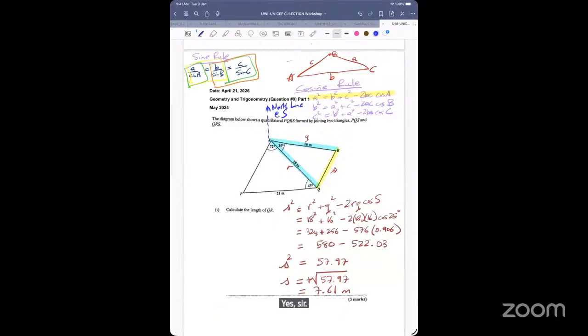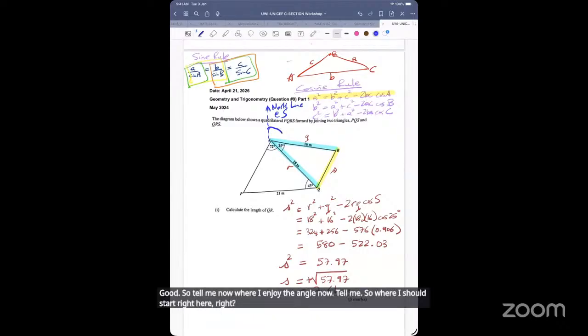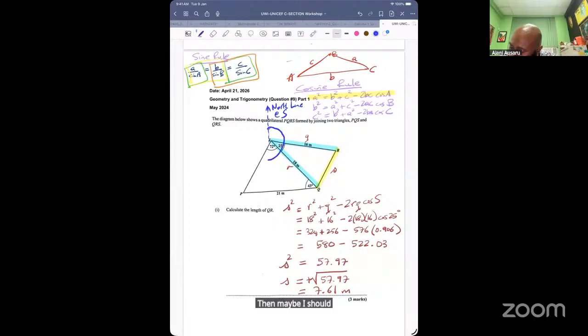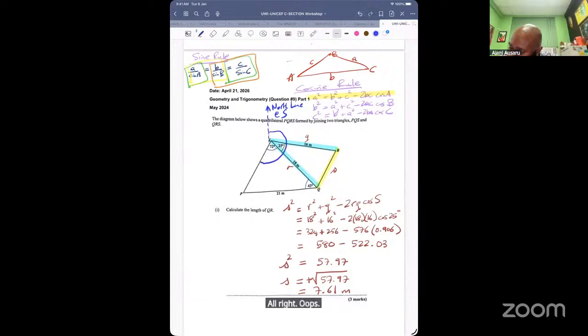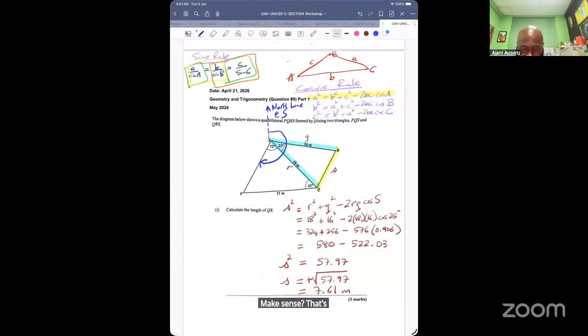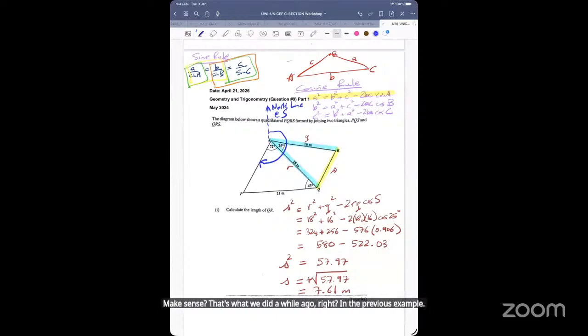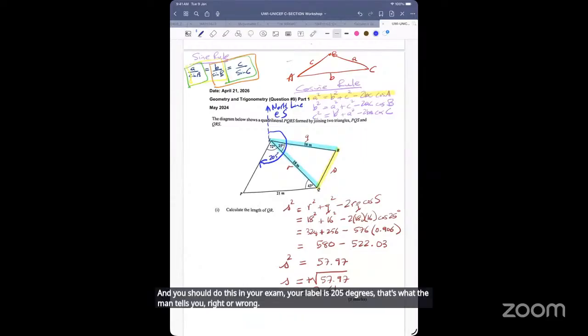Good. So tell me now, where I'm going to draw the angle now. Where should I start? Right here, right? Tell me where I should stop. I should come around to where? Here? Sir, go around to P, sir. All right. So this angle here. Does that look correct? Yes, sir. Make sense? That's what we did a while ago, right? In the previous example. And you should do this in the exam. You label this 205 degrees. That's what the man tells you. Right or wrong? Right.